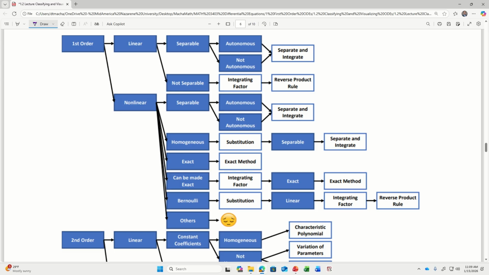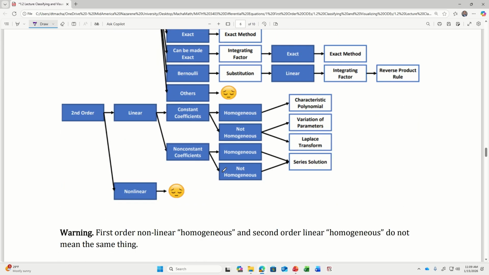Just like with certain antiderivatives, you can't write down a closed form solution to them. So that definitely exists, and that's why our frowny face is there, is because there's lots of ODEs that cannot be solved. But we are going to categorize and solve the ones that we can.